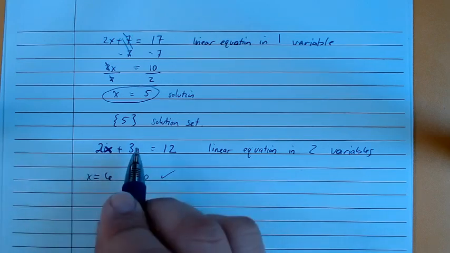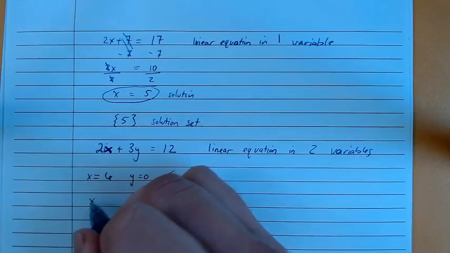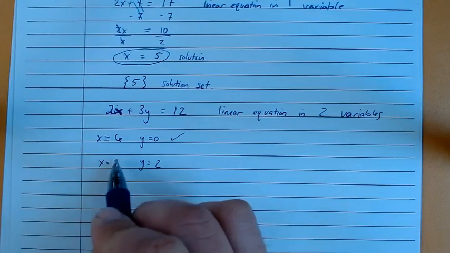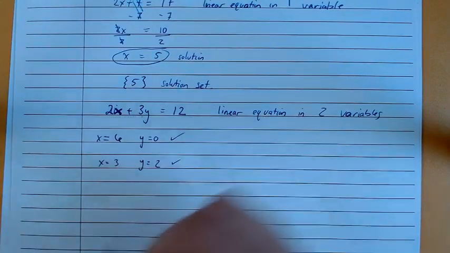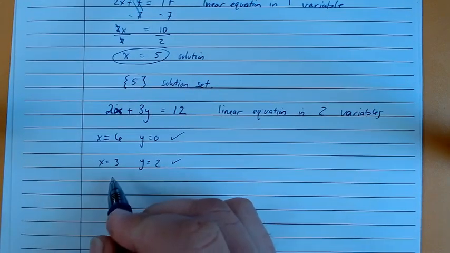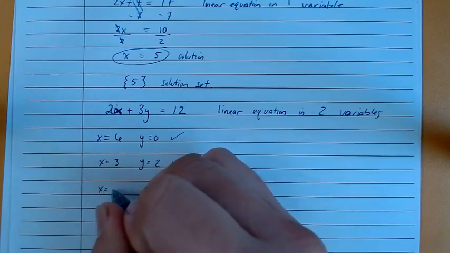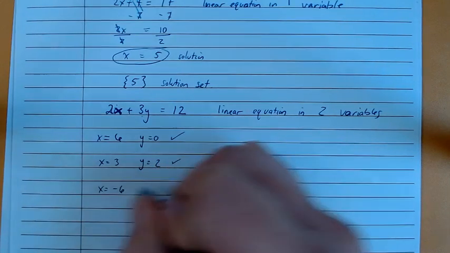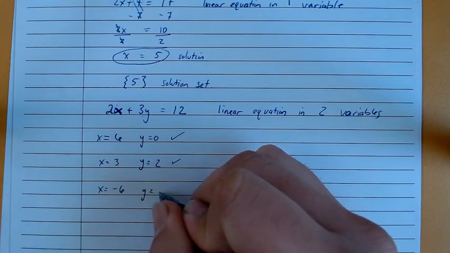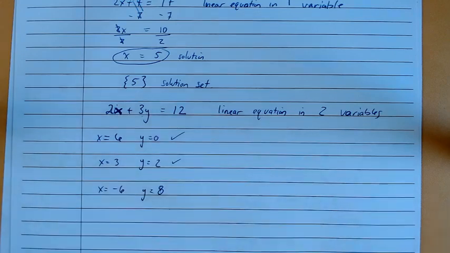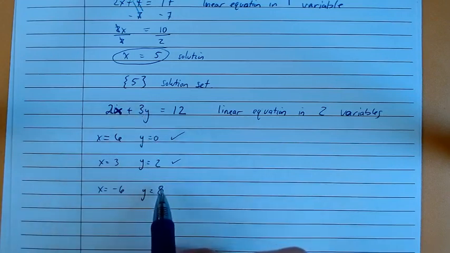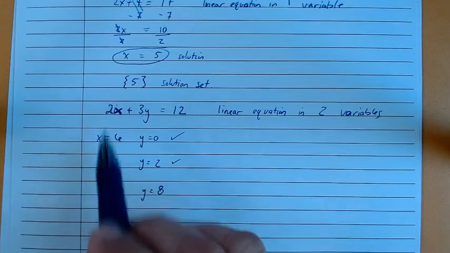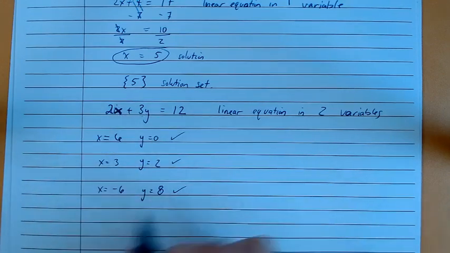I could find another solution though. For example, I could say x is equal to 3 and y is equal to 2. That works because 2 times 3 is 6, and 3 times 2 is also 6, and 6 plus 6 would give us 12. And I could find yet another solution. I could say, for example, x is equal to negative 6 and y is equal to positive 8. That works because 2 times negative 6 is negative 12, and 3 times 8 is 24, and 24 and negative 12 give us 12. And notice that's another solution.